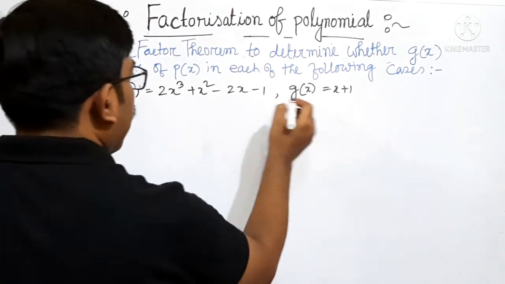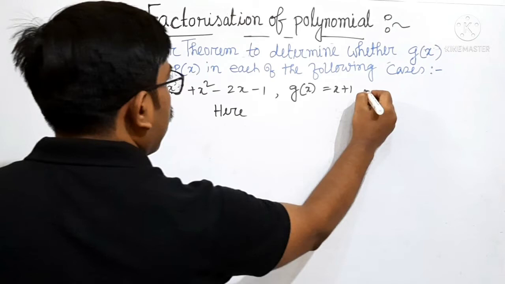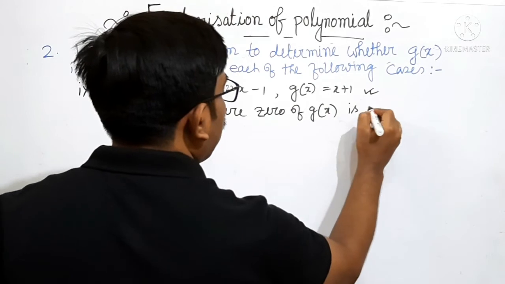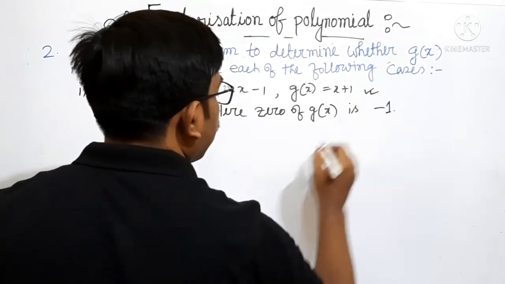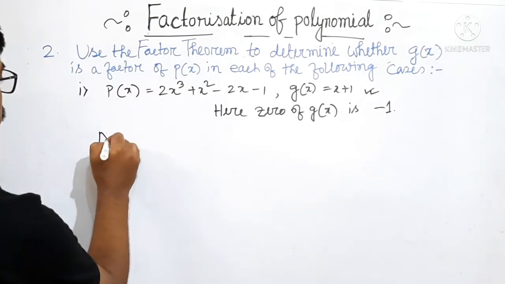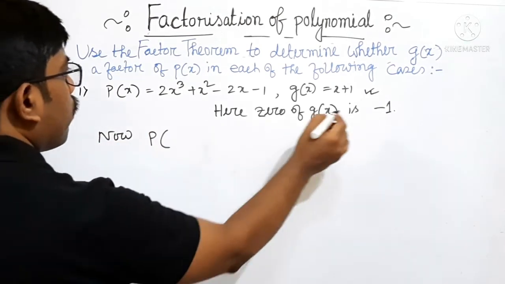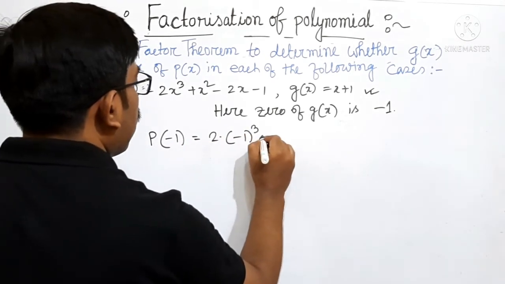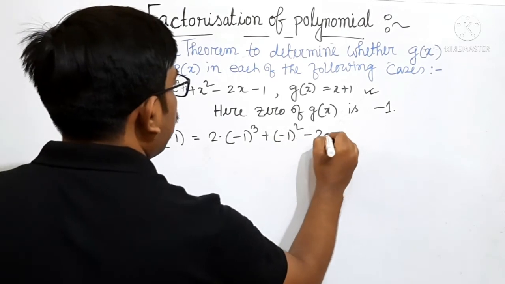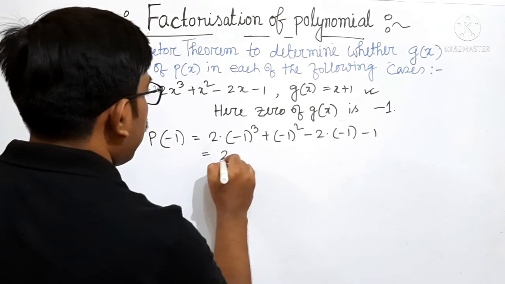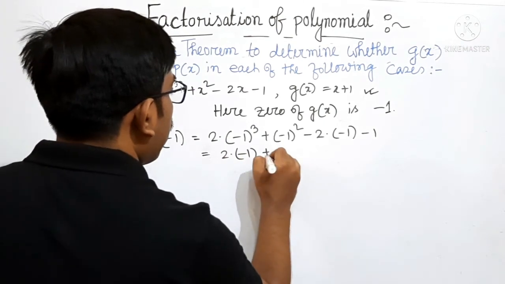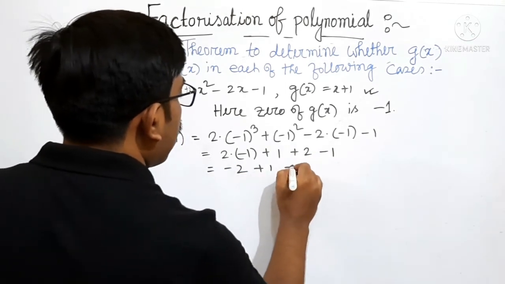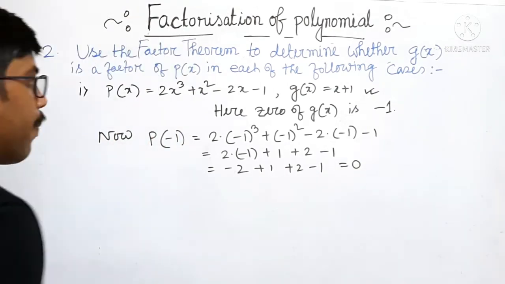So then what we will do? In the similar way, here zero of g(x) is equal to what? It will be minus 1. Okay. Now p of minus 1 is equal to 2 into minus 1 whole cube plus minus 1 whole square minus 2 into minus 1 minus 1, and it will be 2 into minus 1 plus 1 plus 2 minus 1, and it will be minus 2 plus 1 plus 2 minus 1, and it will be 0.